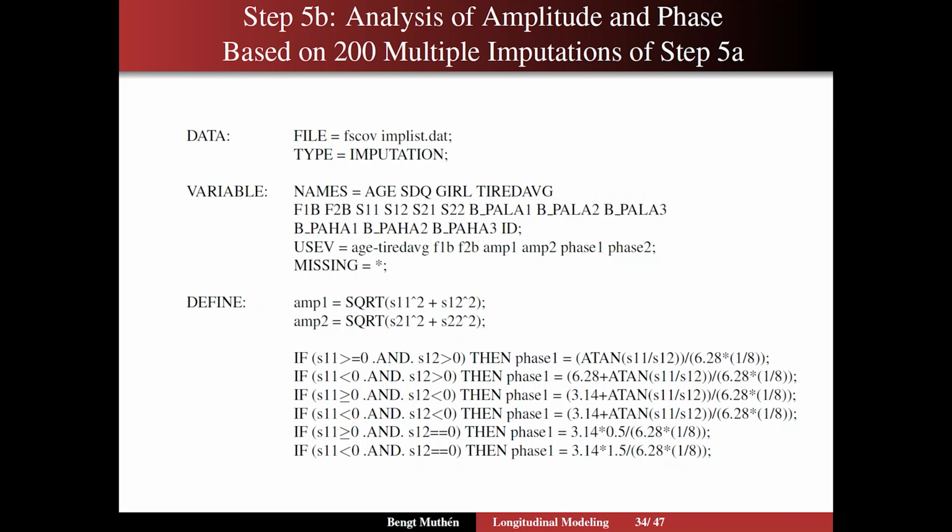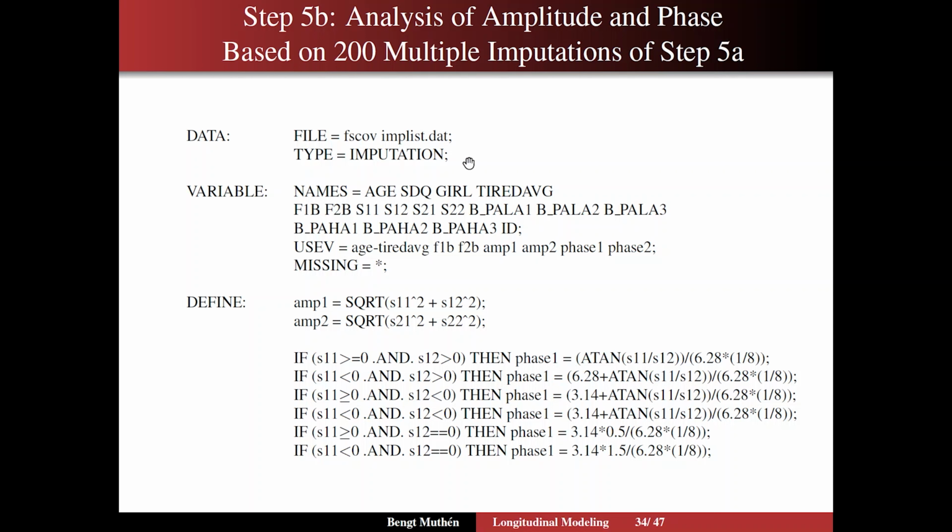So in step 5b, we start with the data command, file equals fscov imp, and then we add list instead of the asterisk, and we do a type equals imputation analysis. So here we have an analysis that's repeated for each of the 200 data sets that we imputed in step 1 and 5a.